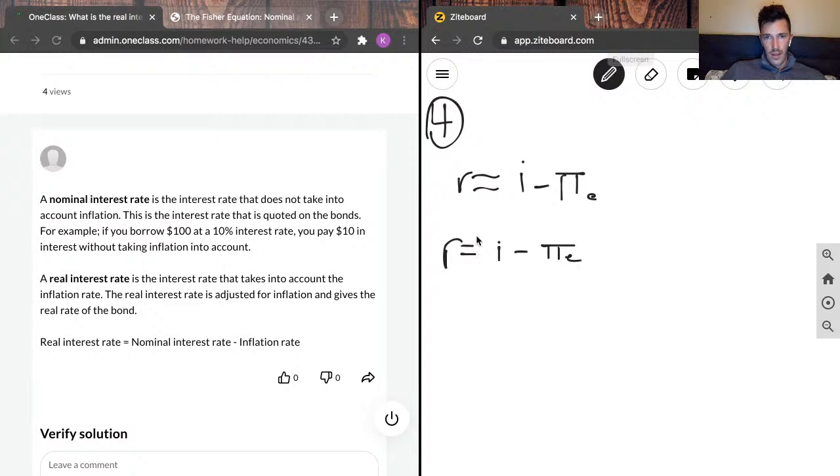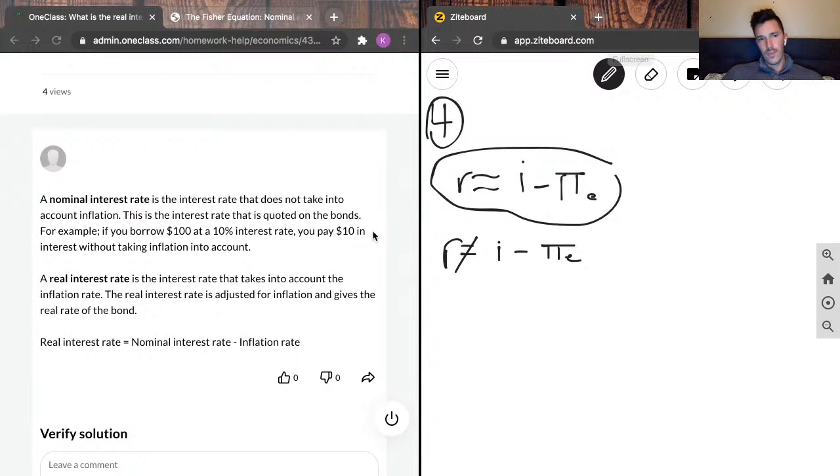This is incorrect as an exact statement, but having it as an approximation is correct, and is a pretty frequently used equation.